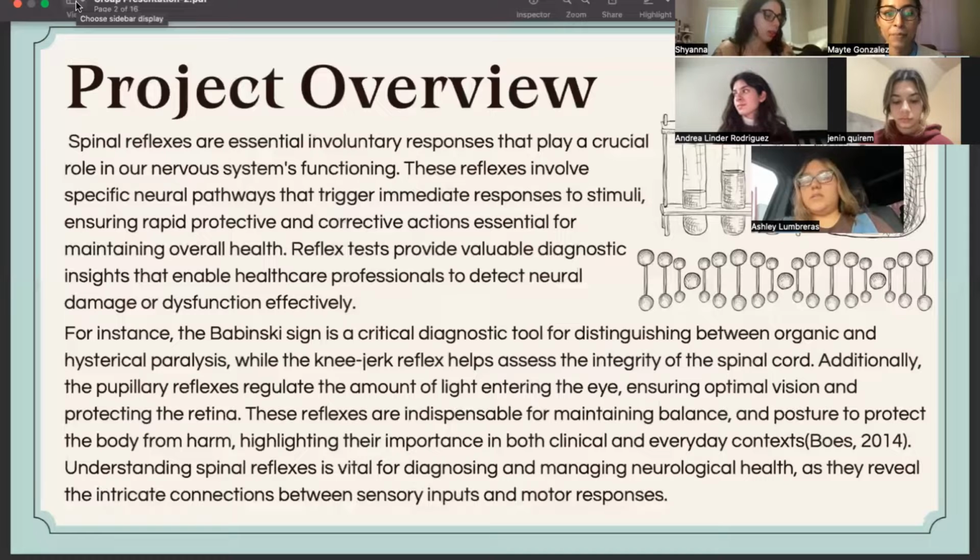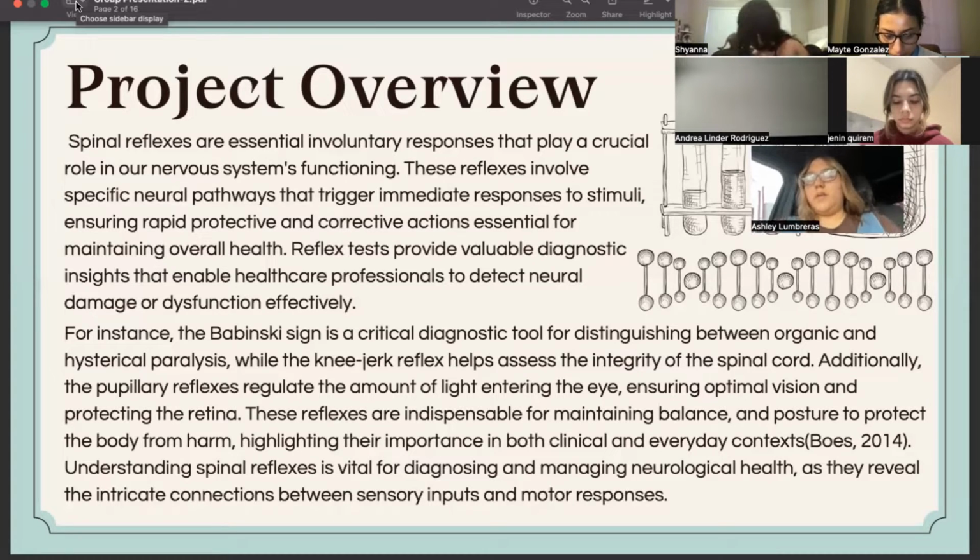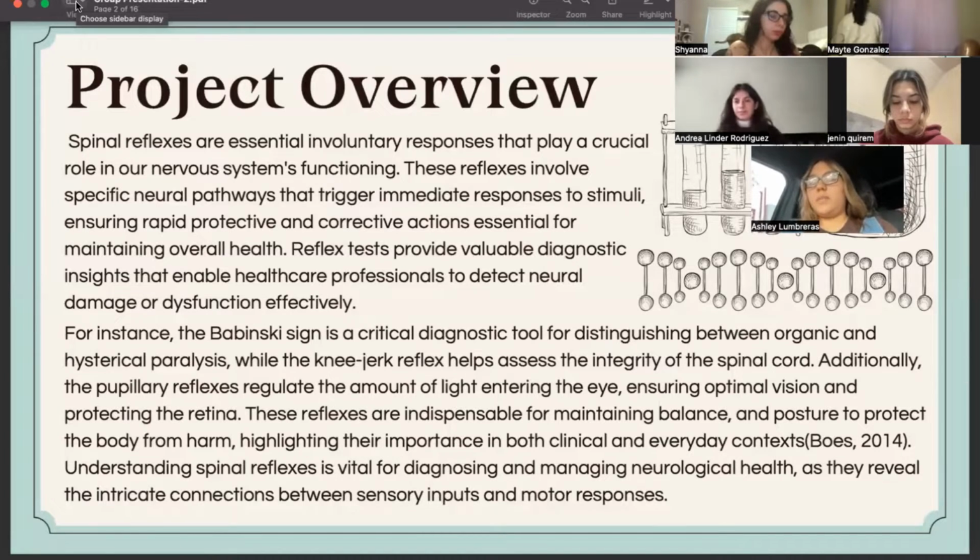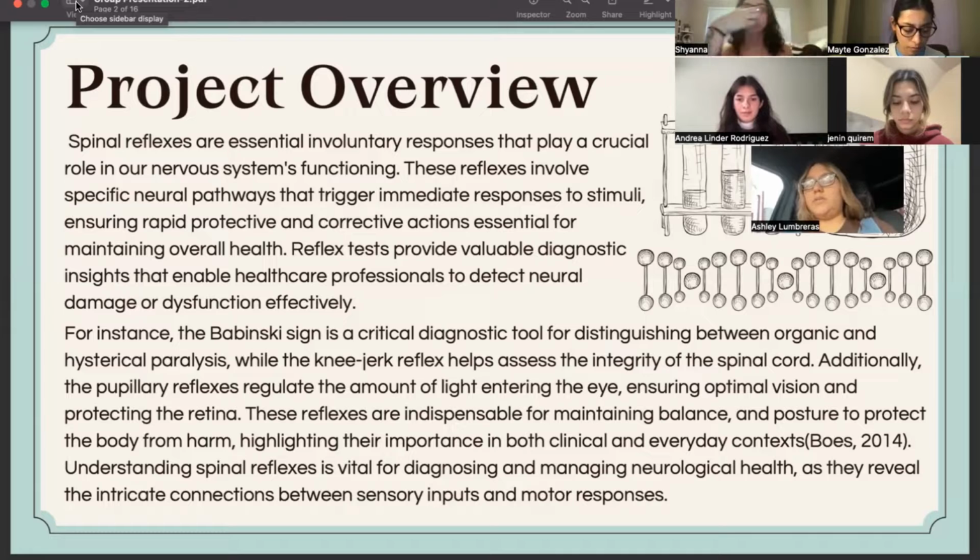For instance, the Babinski sign is a critical diagnostic tool for distinguishing between organic and hysterical paralysis, while the knee reflex helps assess the integrity of the spinal cord. Additionally, the pupillary reflexes regulate the amount of light entering the eye, ensuring optimal vision and protecting the retina. These reflexes are indispensable for maintaining balance and posture to protect the body from harm, highlighting their importance in both clinical and everyday contexts. Understanding spinal reflexes is vital for diagnosing and managing neurological health, as they reveal the intricate connections between sensory inputs and motor responses.